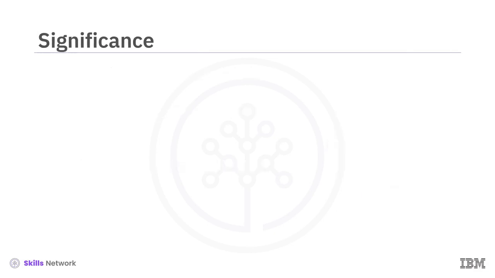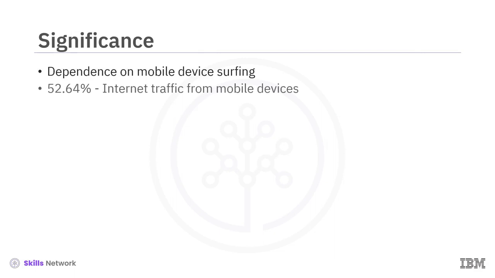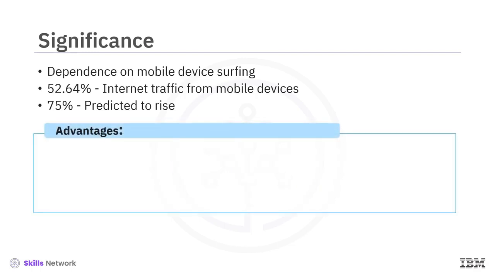According to statistics, we have developed a dependence on mobile device surfing. 52.64% of all internet traffic currently comes from mobile devices, and by the end of the year, experts believe that the percentage will rise to 75%. It is crucial to appreciate mobile-first design and the advantages it offers in light of this information. Here are a few advantages.